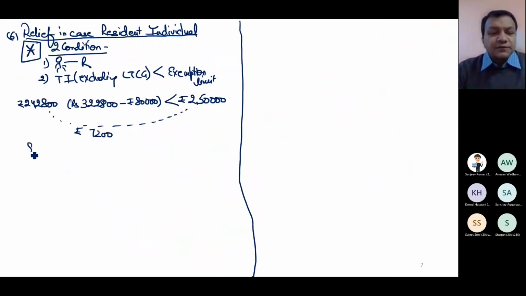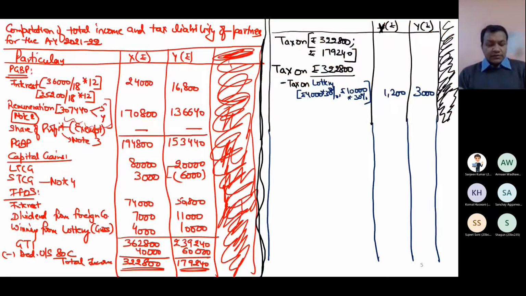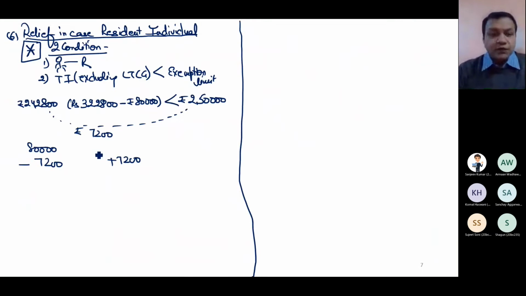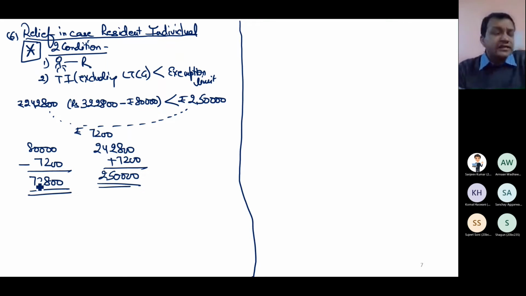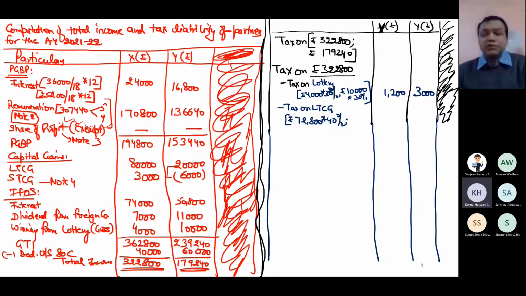So I can say that if from 80,000 I deduct 7,200 and I add this 7,200 in remaining income, the remaining income is 322,800 minus 80,000, 242,800. You add it there, it will still be 2,50,000, which is within the exemption limit. So I will charge now LTCG of only 72,800 at 20%. This is the point. That now when I write tax on LTCG, I will write it as 72,800 into 20%.